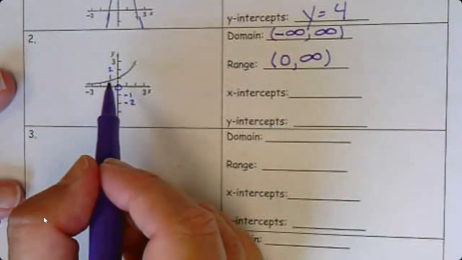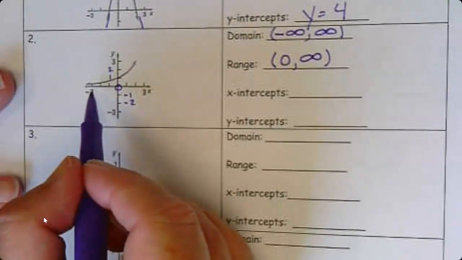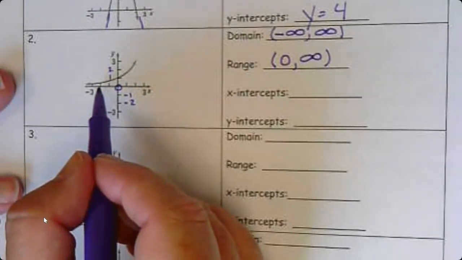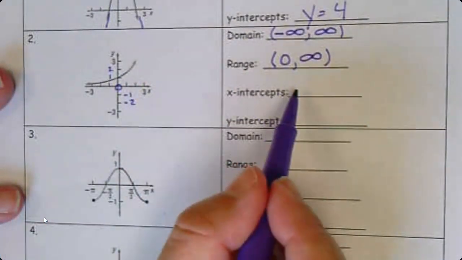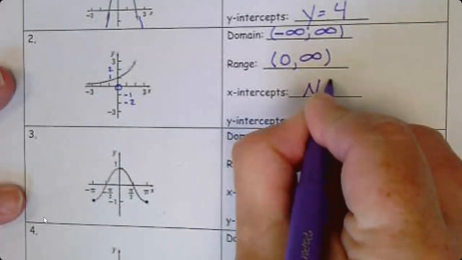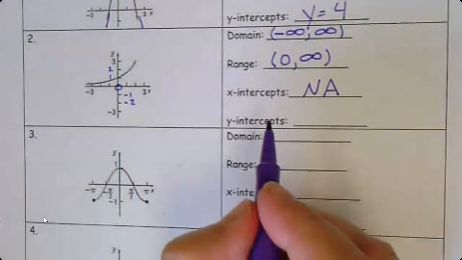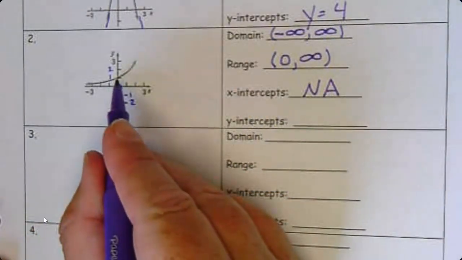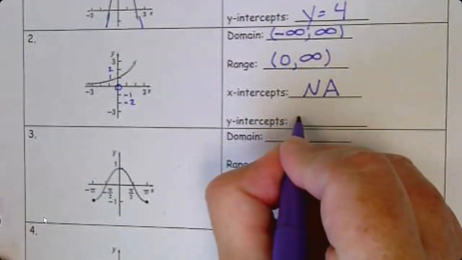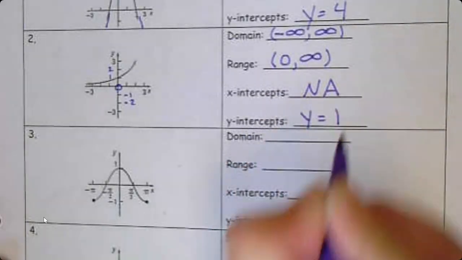Do I cross the x-axis? And the answer here is no. I'll get close, but never. So we don't want to put 0 here. Do I cross the y-axis? And the answer here is yes, at y equals 1.